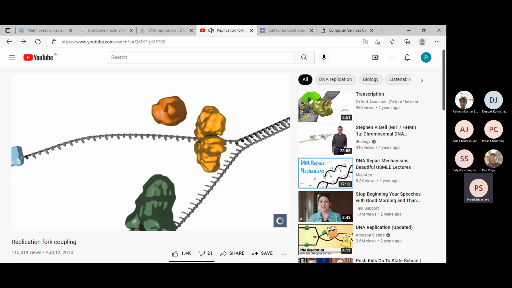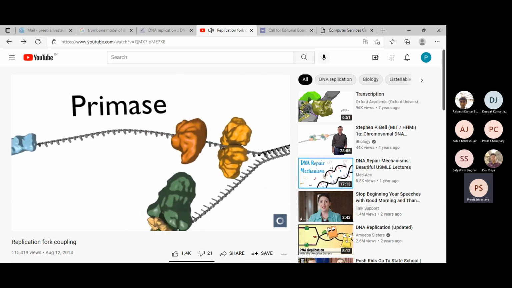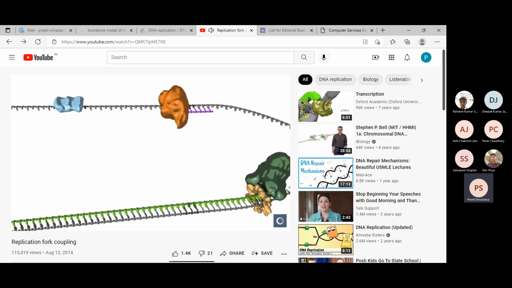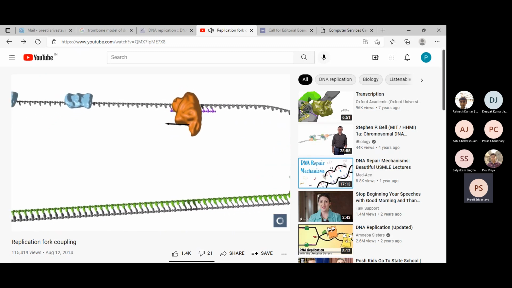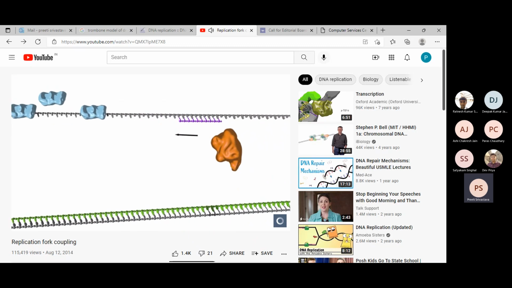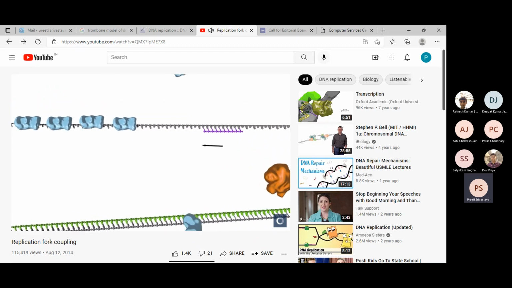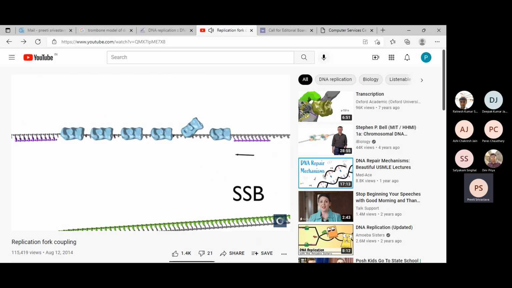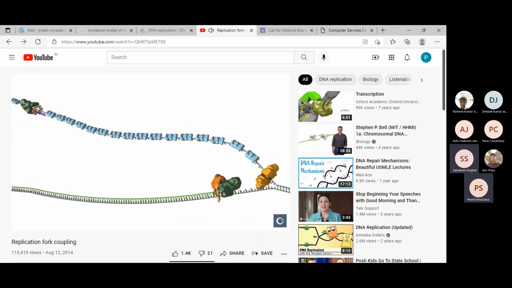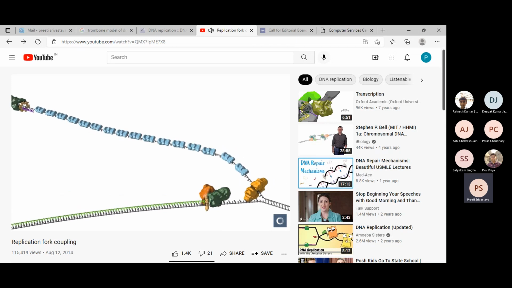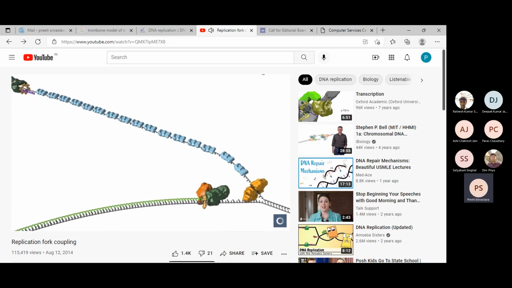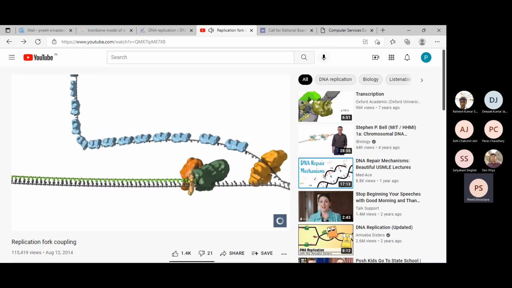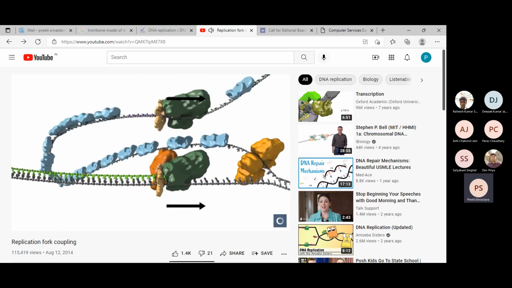Each Okazaki fragment is initiated by a primase that synthesizes a short RNA primer. This primer is later elongated by DNA polymerase. The single-stranded DNA between the newly made Okazaki fragments is bound by single-stranded binding protein, or SSB. In order for the two polymerases to move together with the helicase as the fork moves, the DNA template for the lagging strand must be looped around so that both polymerases are moving in the same direction.